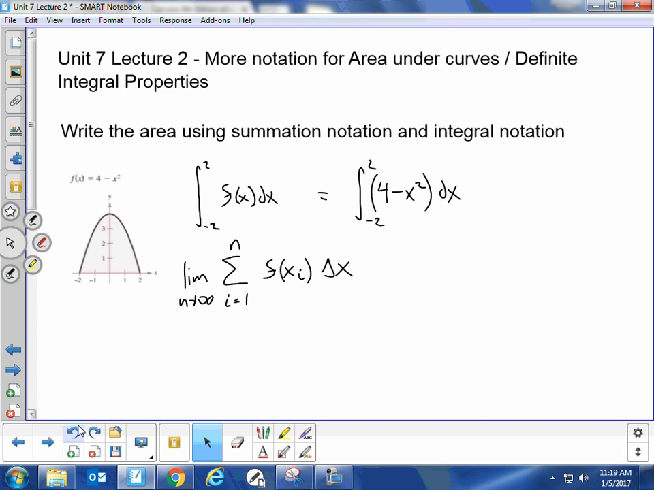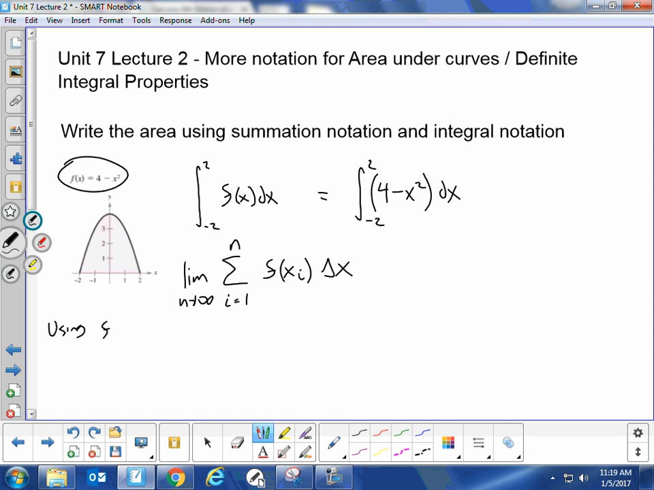But what is required of you on the AP exam is to be able to write this area using this notation. We need to be a little bit more specific. We can't just say, oh, this area is here. We need to denote which function we're using and from where to where. And how are we going to do that using this notation? Well, we can start by understanding that the function is 4 minus x squared. So I'm going to say using f of x is equal to 4 minus x squared.